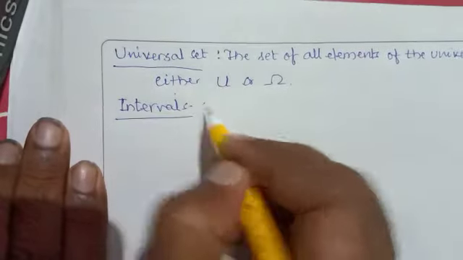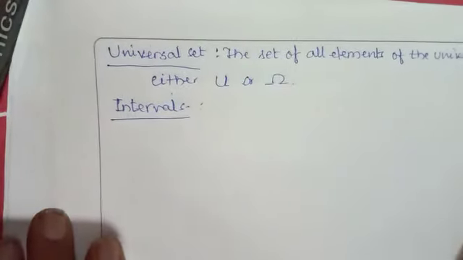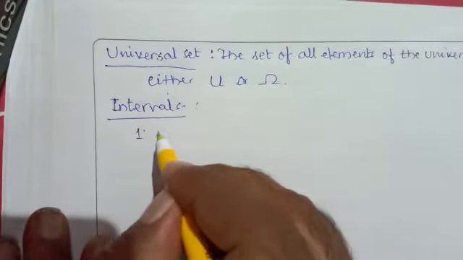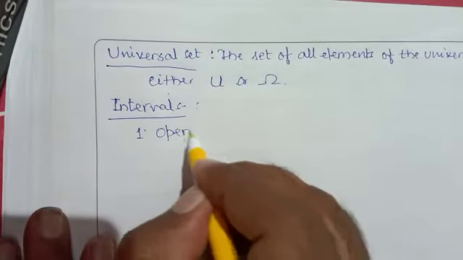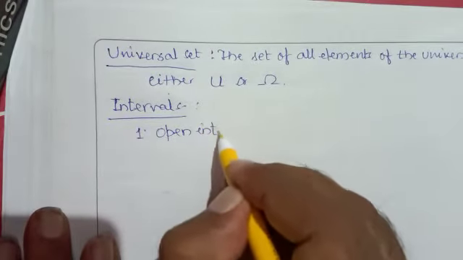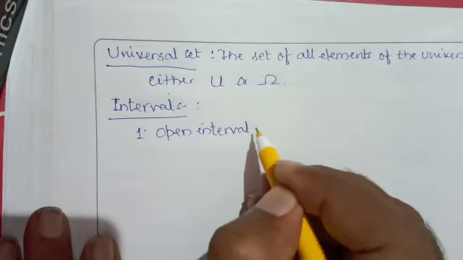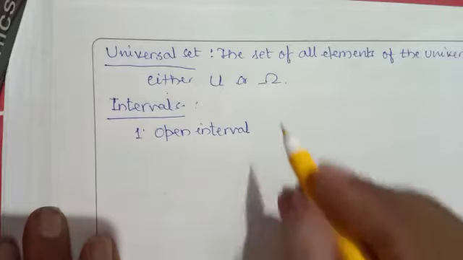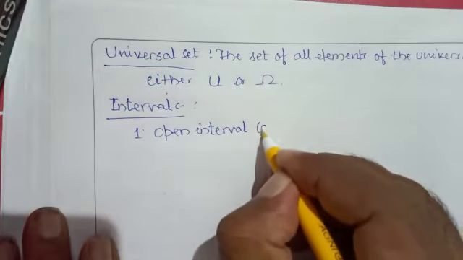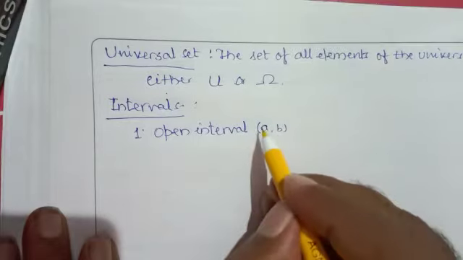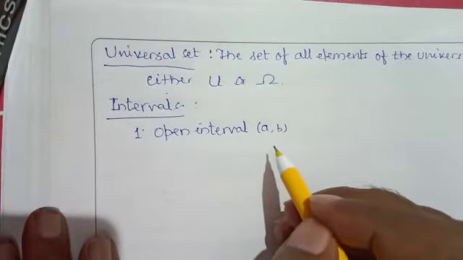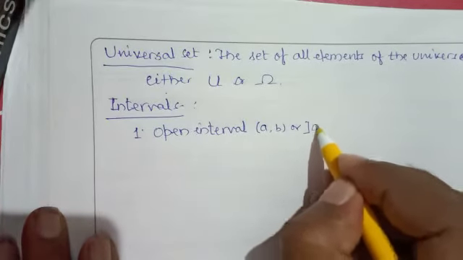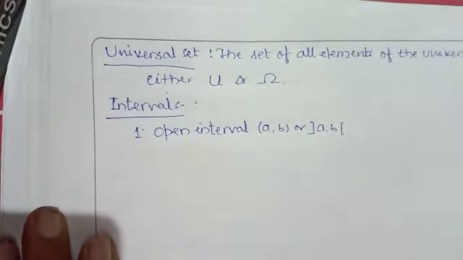Intervals. See what is closed interval, what is open interval. First see open interval. Open interval between A and B is represented by (A, B). Some books represent it with small brackets and some represent it like this, open interval AB.